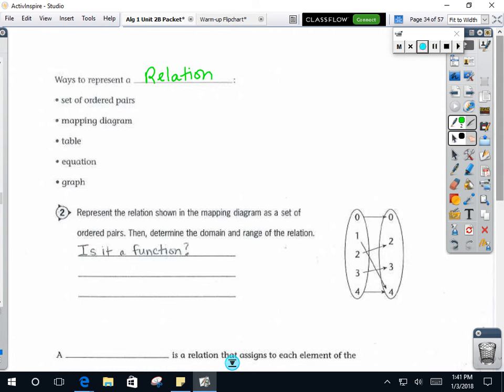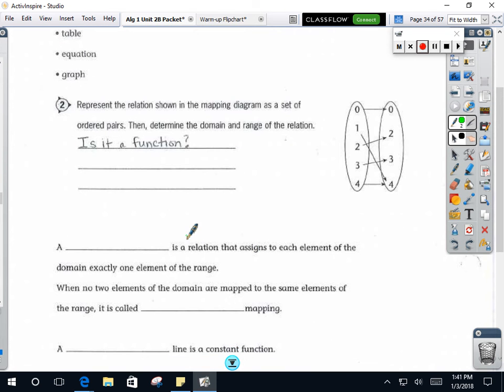All right, so example number 2. Represent the relation shown in the mapping diagram as a set of ordered pairs, then determine the domain and range. So we have 3 things to do. The first thing we've got to do is write them out as a set of ordered pairs. Well, what's the easiest way to tell how many ordered pairs are going to be there from that mapping diagram? Count what though? Sometimes you may have more than one arrow coming out of a number, so the best thing to do is count the arrows. So 1, 2, 3, 4, 5. That means there's going to be 5 ordered pairs.